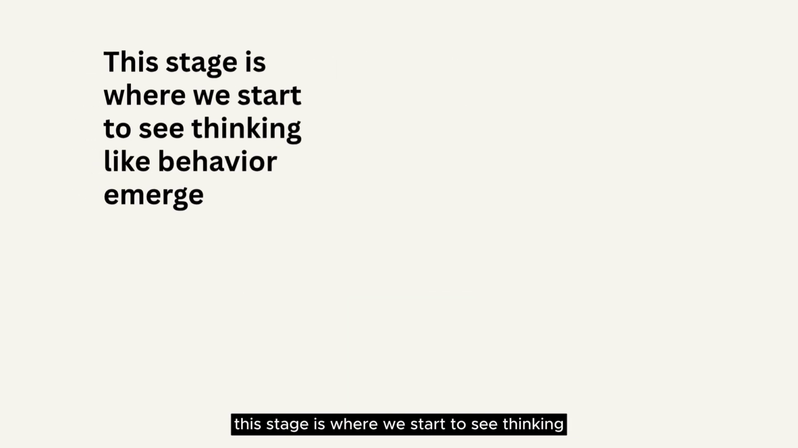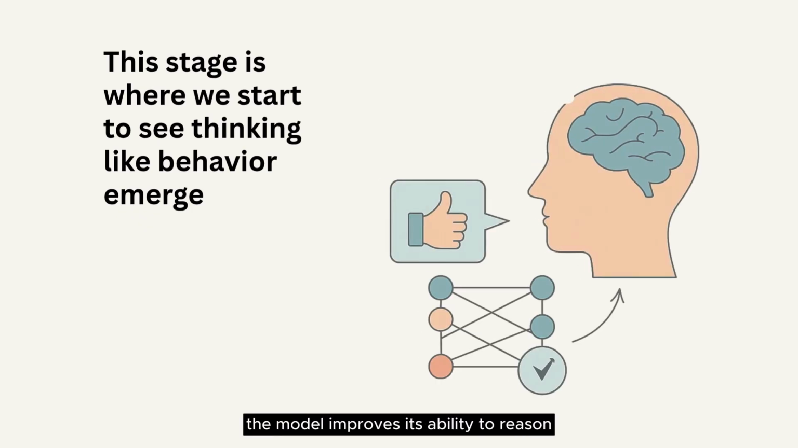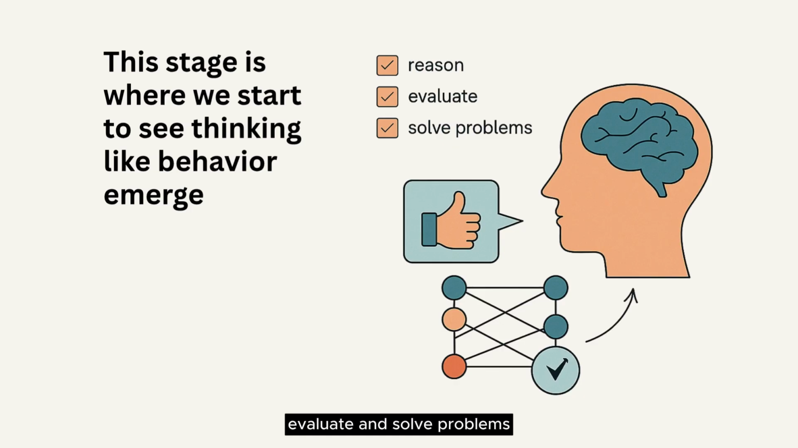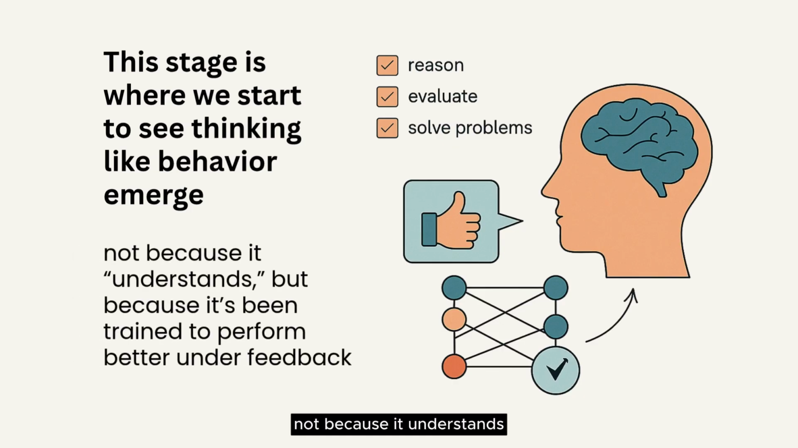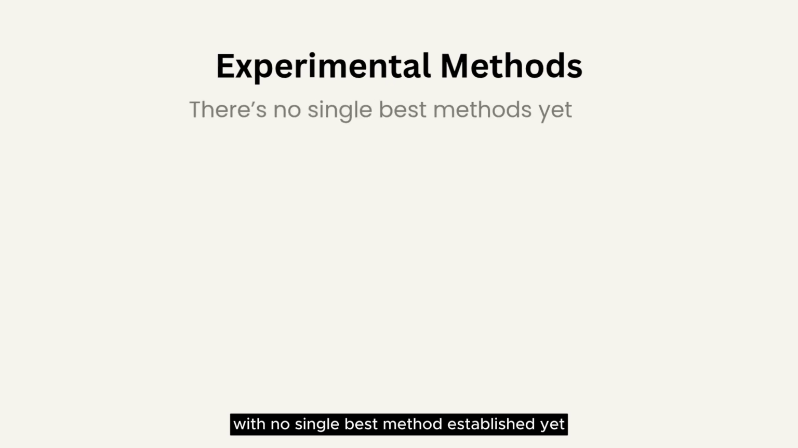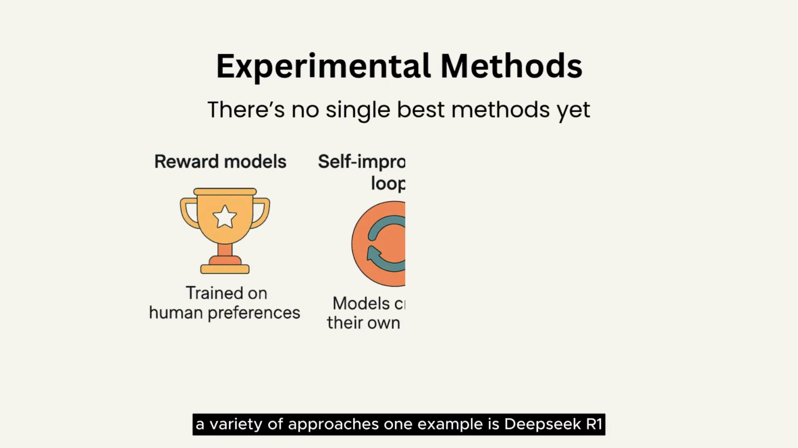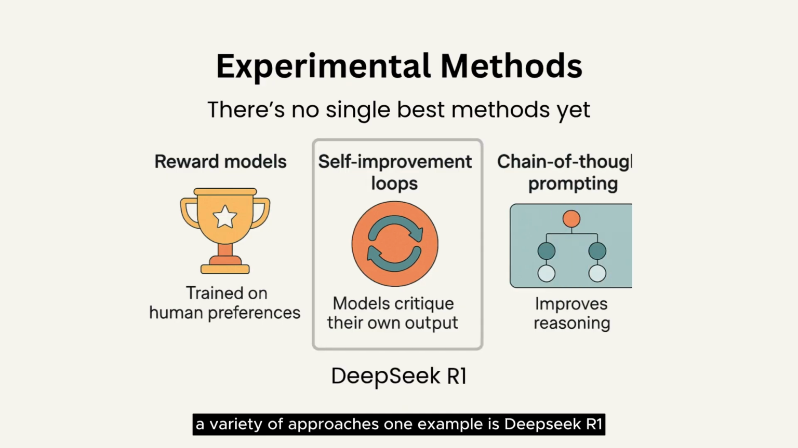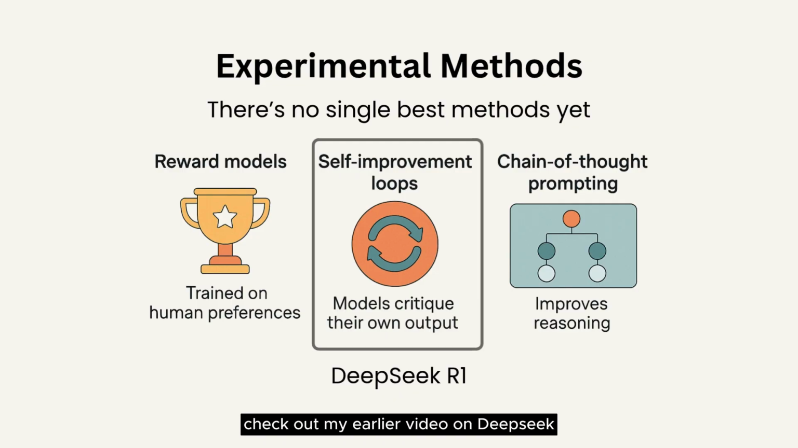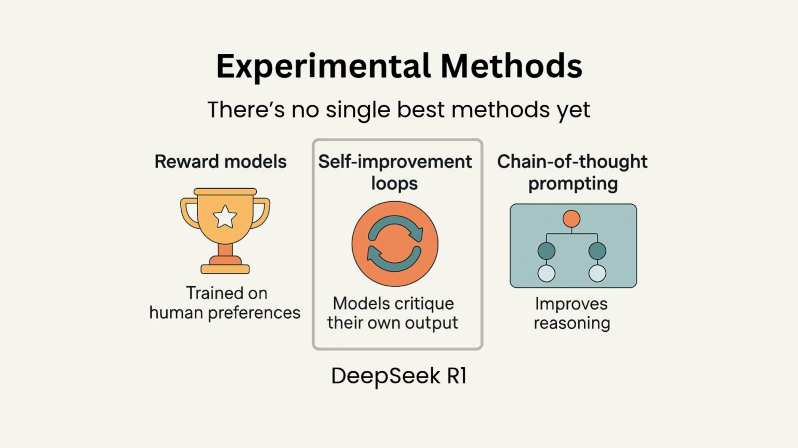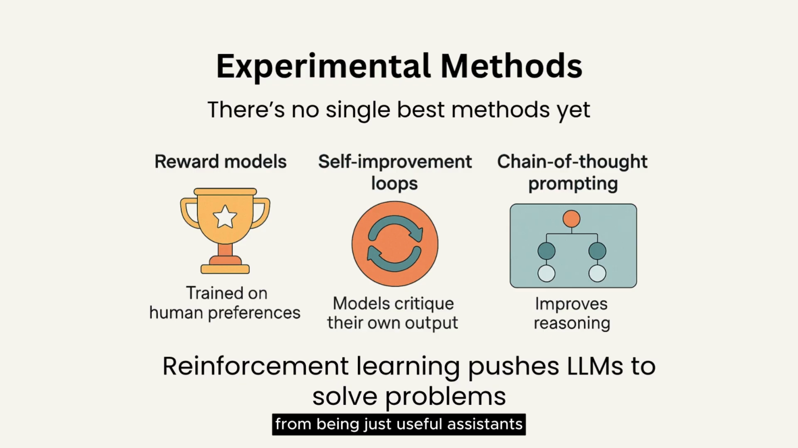This stage is where we start to see thinking-like behavior emerge. The model improves its ability to reason, evaluate, and solve problems, not because it understands, but because it's been trained to perform better under feedback. This area is still nascent and experimental, with no single best method established yet. Different companies are exploring a variety of approaches. One example is DeepSeek R1, where models are trained not just to answer questions, but to approach problems cognitively. If you're interested in learning more, check out my earlier video on DeepSeek by clicking the link in the top left. Reinforcement learning is how we push LLMs from being just useful assistants to becoming powerful problem solvers.